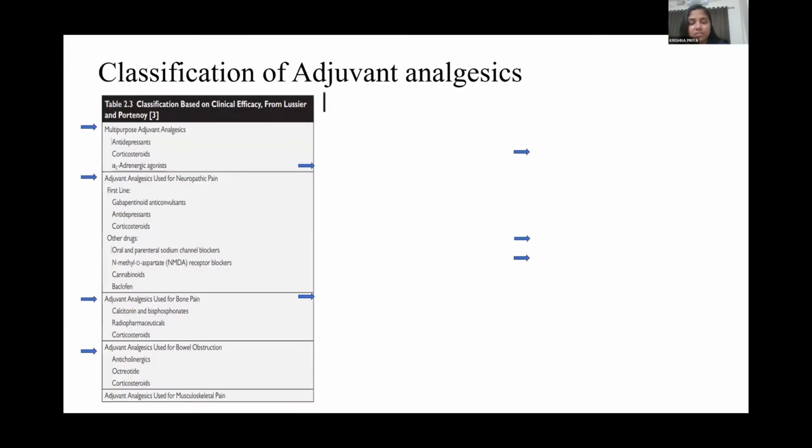There are various classifications of adjuvant analgesics. Based on clinical efficacy, it could be a multipurpose adjuvant analgesic like antidepressants or corticosteroids, or an adjuvant analgesic for neuropathic pain, which we'll be discussing today. And adjuvant analgesia is also used for bone pain, bowel obstruction, or musculoskeletal pain. That is based on clinical efficacy.